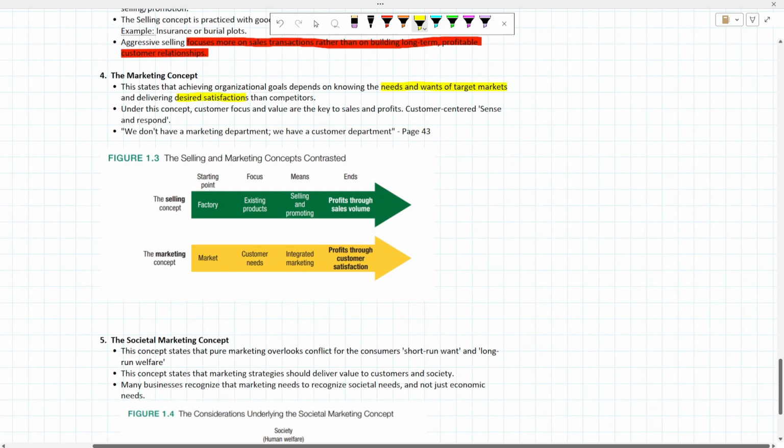So here is the difference between the selling concept and the marketing concept. You have your starting points, where it starts from the factory compared to the market. The focus is existing products, while marketing's is the customer needs. Your means is selling and promoting, while the other is integrated marketing. So the ends is profits through sales volume, versus profits through customer satisfaction.